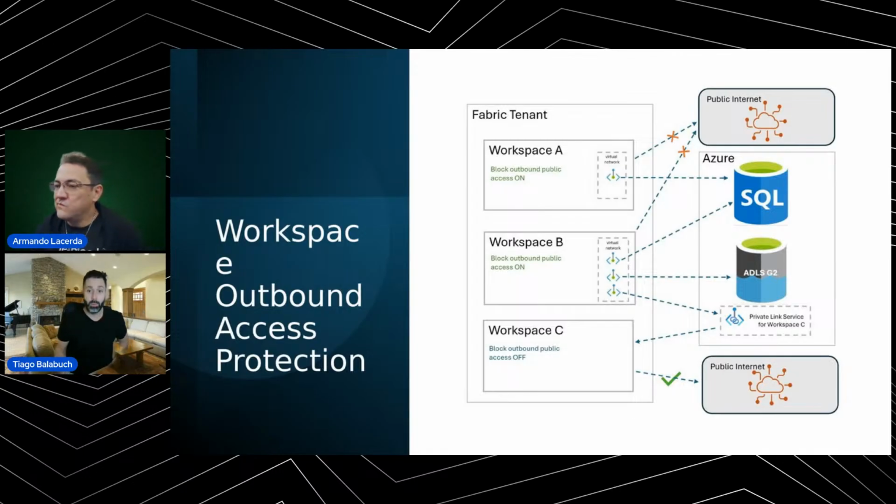So, for example, in workspace B, we need to connect to SQL and to ADLS as well. What do we need to have? We need to have two different managed private endpoints, one to each service. So these scenarios are going to protect me, and I'm in control of what I can expose and to whom I can expose.